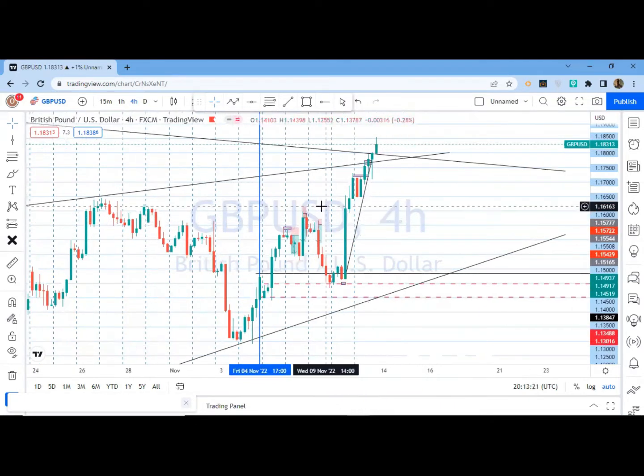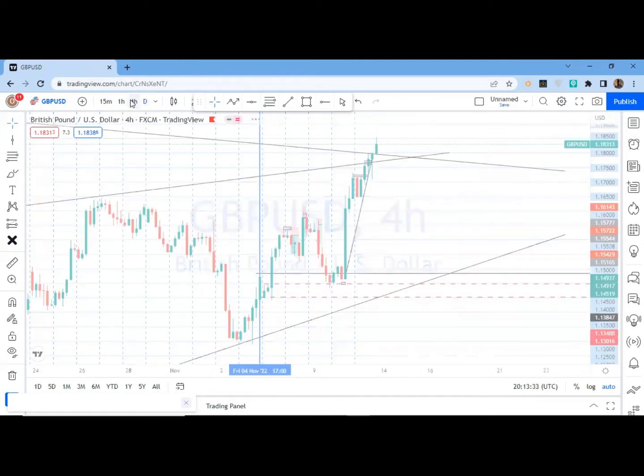So we didn't actually trade on Monday because we believe Monday is for seeing where the market is moving and planning for the week. Let me remove this.